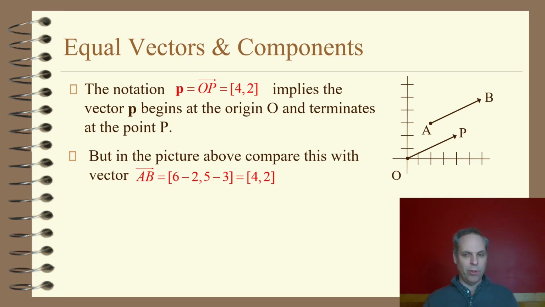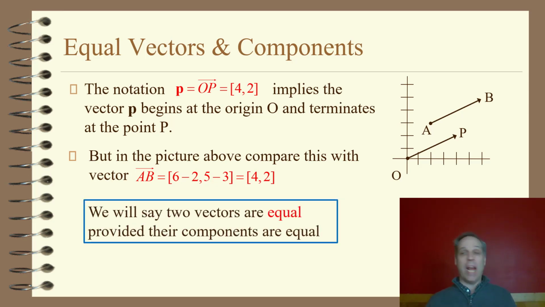Looking at the pictures, the vector P and the vector AB, they look the same, don't they? They have the same length, they have the same direction. So we're going to say from now on that two vectors are equal provided that their components are equal, and vice versa. If their components are equal, then the vectors are equal.